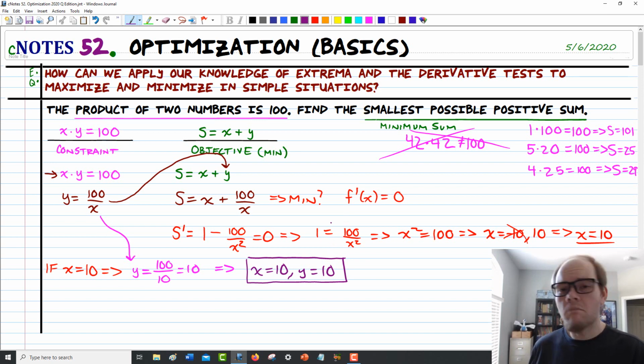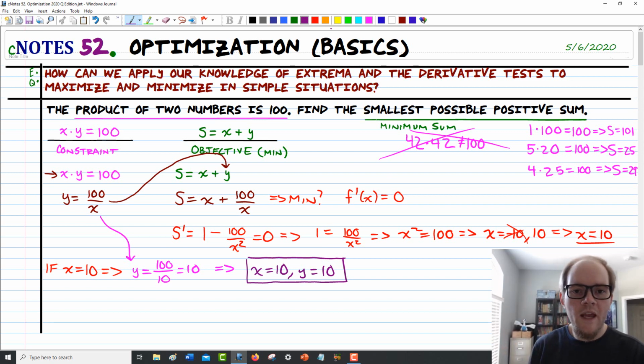But then the question might be, is that enough? Have we proven it all? Have we done everything that we possibly can? And there are some options here. Technically, if we wanted to do this as formally as possible, we'd want to use the candidates test. But it's a little hard because with the product of two numbers, there are lots of possible numbers out there. So instead, let me just point out that we can at least make sure that this value we found, x equals 10, corresponds to a minimum.